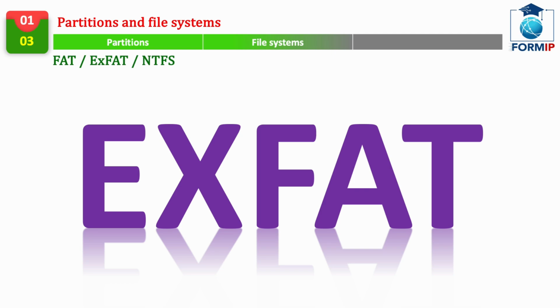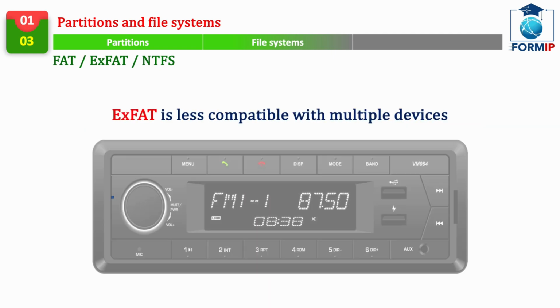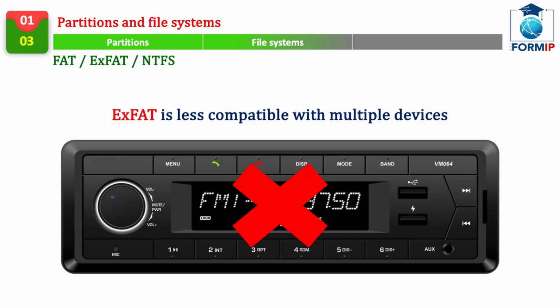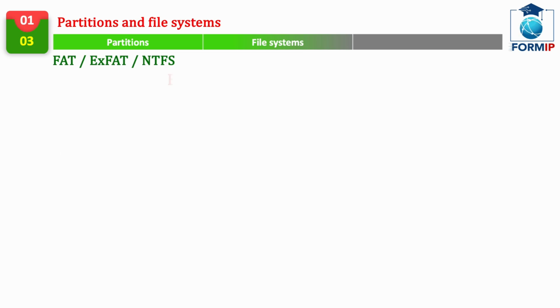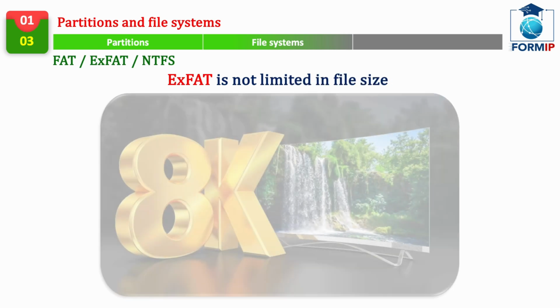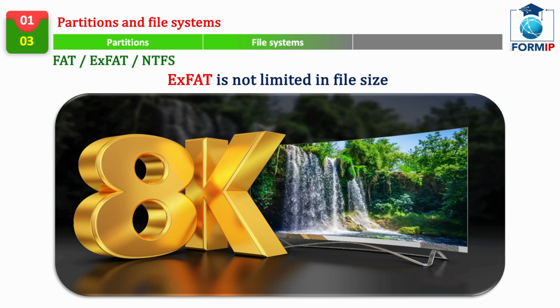Let's move on to the exFAT, Extended File Allocation Table, which is simply, as the name suggests, an improvement on FAT32. Even though it is better than its predecessor, it is still less compatible with other devices. That is to say, it will not be recognized as well as the FAT32 in your car radio. On the other hand, for the time being, it is no longer limited in file size. So, you can even transfer an 8K movie to it without any problem.